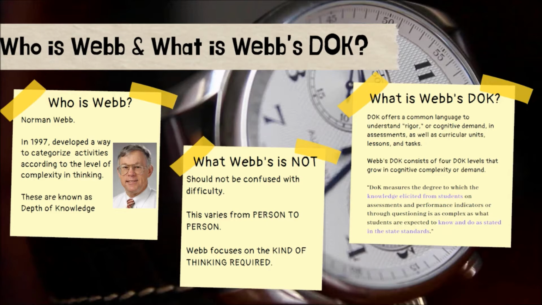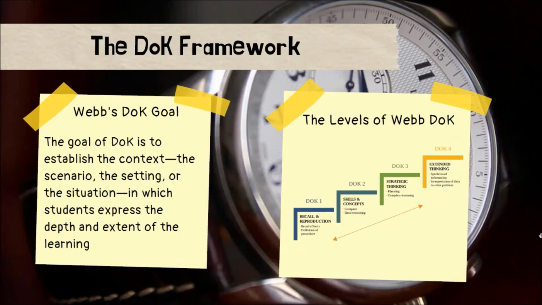Now, there are 4 levels of depth of knowledge, and each level increases and grows in cognitive complexity or demand. Now, what Webb's is not is it should not be confused with difficulty. Difficulty, remember, varies from person to person. Webb's depth of knowledge focuses on the kind of thinking required for the task, and it grows by levels. So let's talk about these levels.